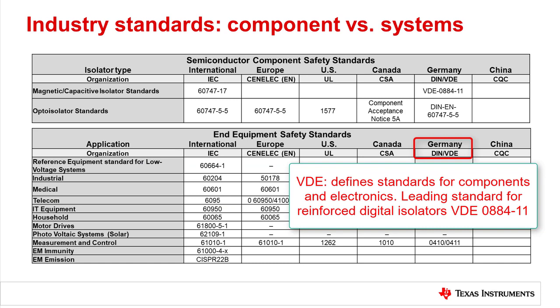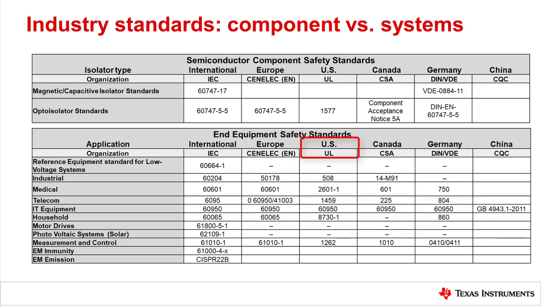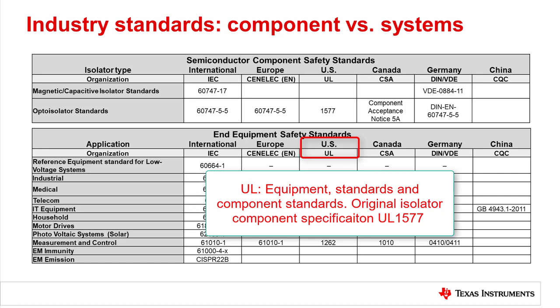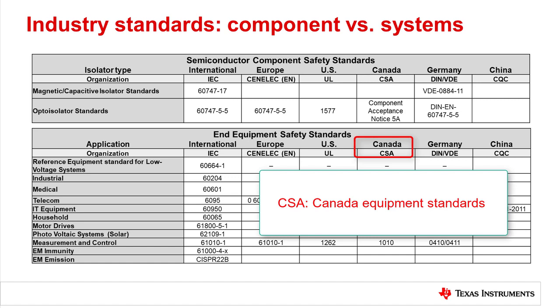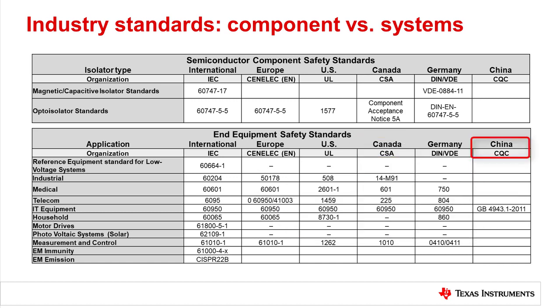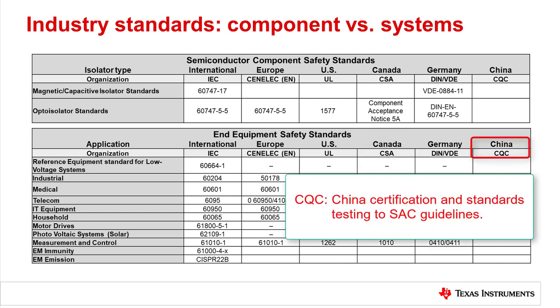Organizations that develop and publish safety-related standards include the IEC, which prepares international standards for electronic equipment, VDE, which defines standards for electronics and information technology and represents the leading standards for digital isolators, UL, which is widely known for equipment standard development, testing, and certification, and CSA, which is the Canadian Standards Development and Certification Body accredited by the SCC, also known as the Standards Council of Canada, and the CQC, or China Quality Certification Center, which manages certification and testing of equipment to SAC, or the Standardization Administration of China standards.